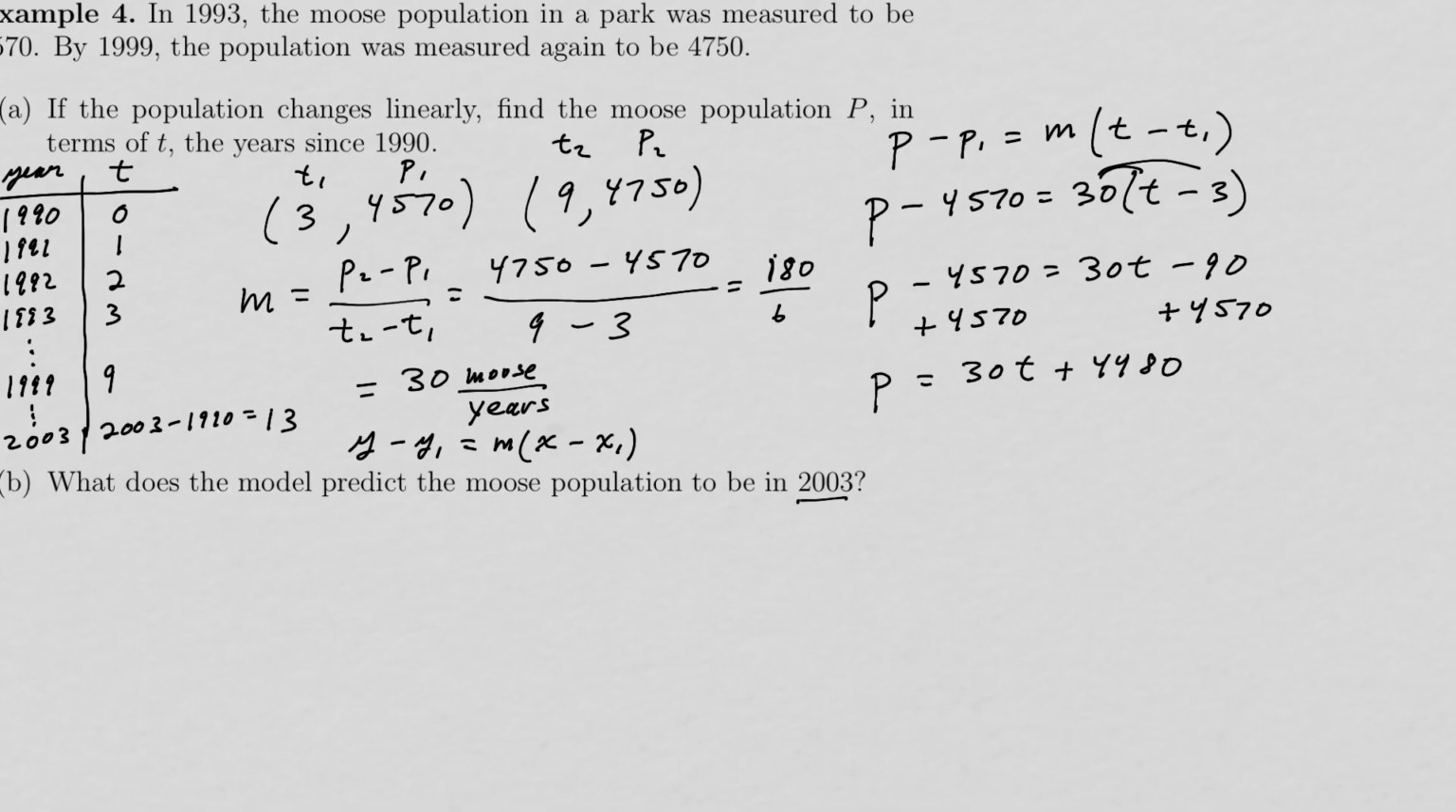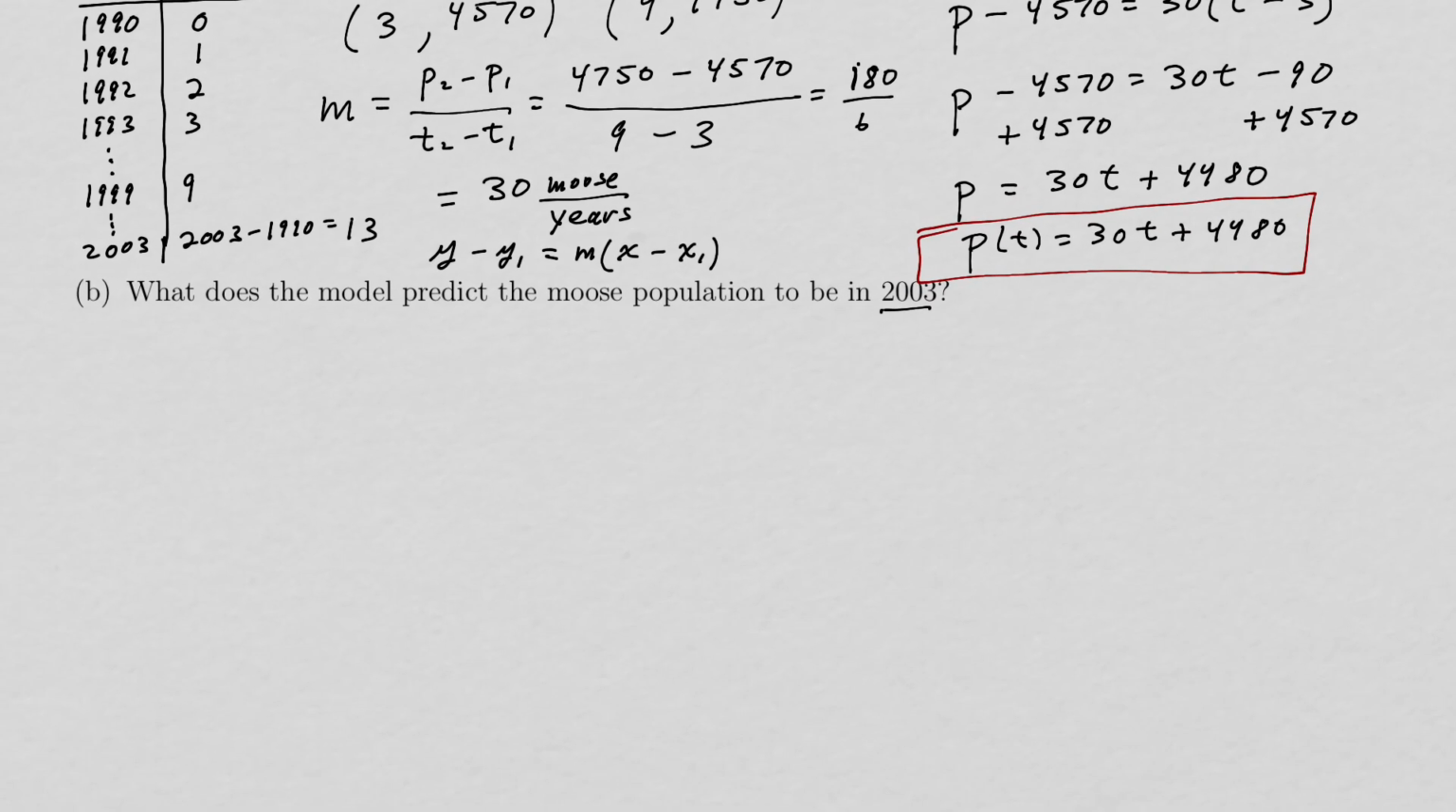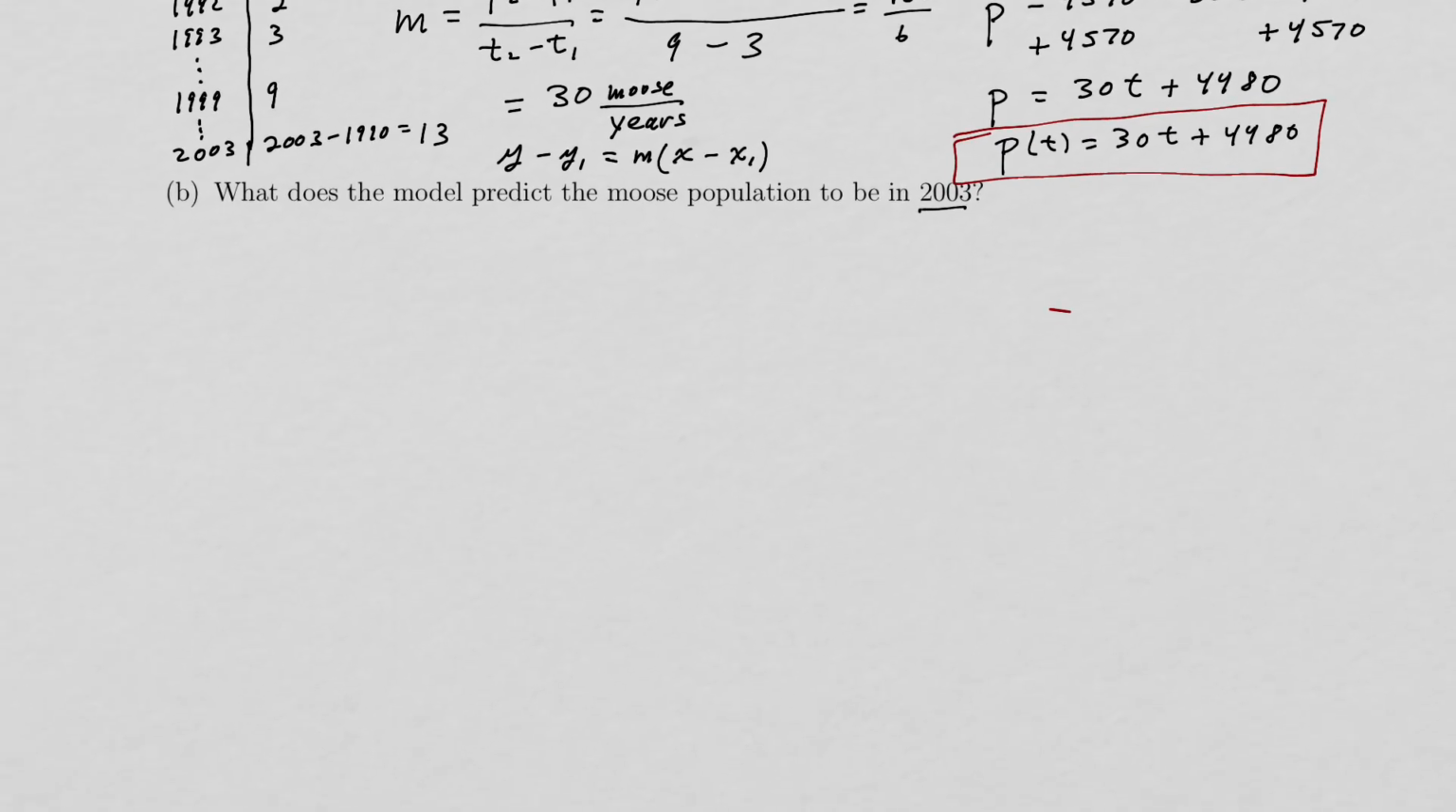And that's my equation, right? In fact, that's my function p as a function of t. It's going to be 30t plus 4480. Okay, so that's the linear function in general. That's going to allow us to solve this next question, part B here. What does the model predict the moose population to be in 2003?